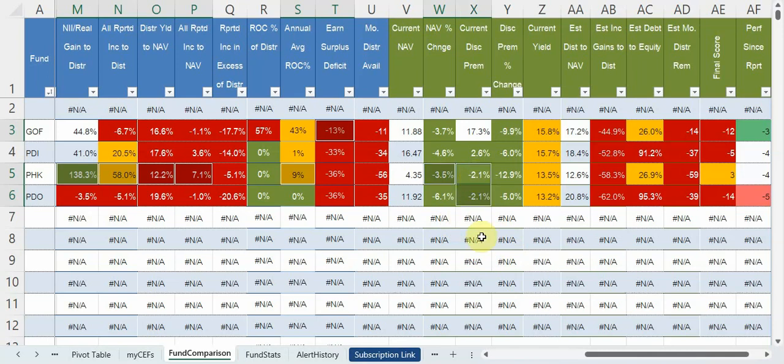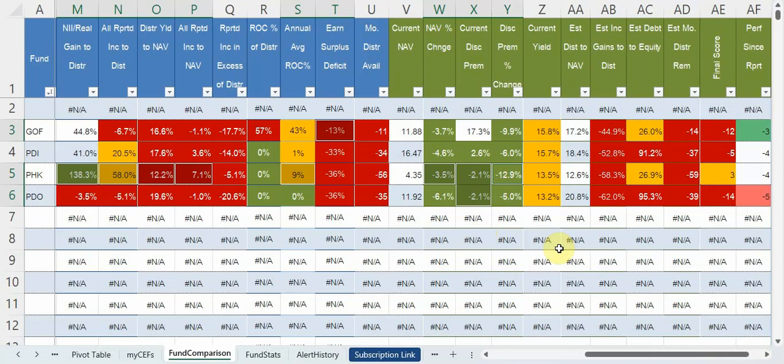And again, because closed-end fund mastery considers a discounted fund, provided other conditions are met, most favorable, then an acceleration in the discount premium is considered a positive. So when you look at the discount premium percentage change and you see that the biggest decrease in the premium is 12.9%, that also goes to PHK.